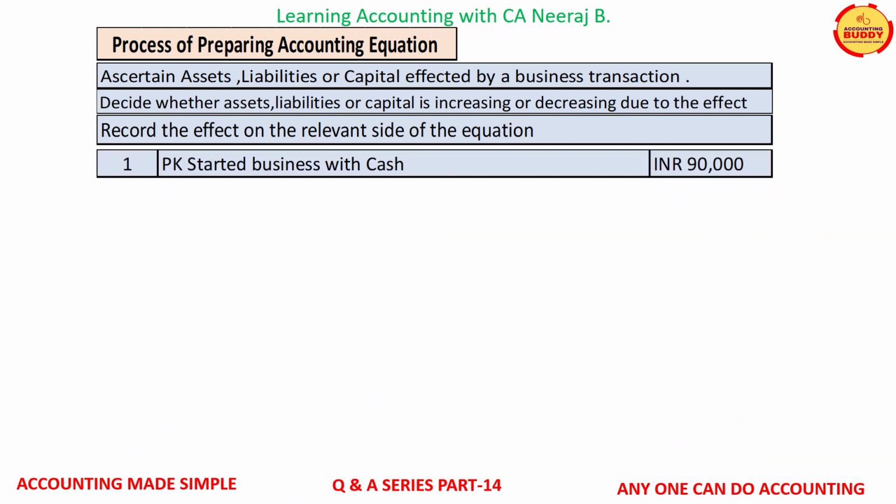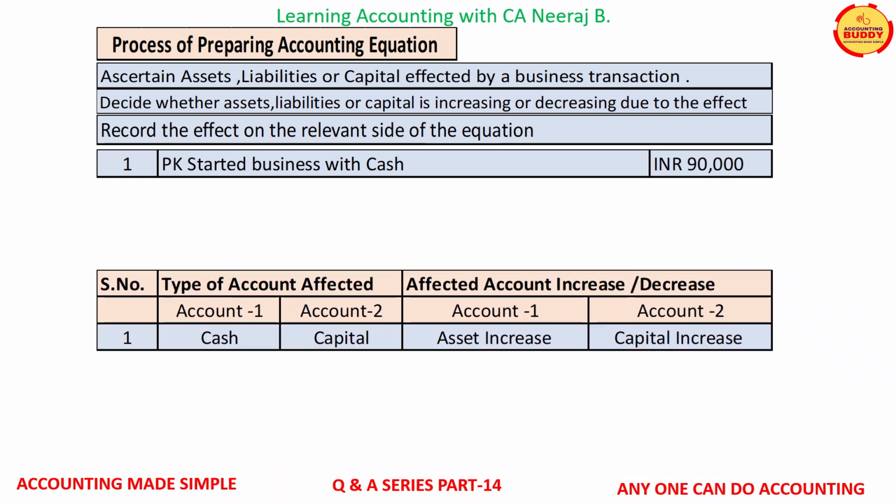PK started his business with cash amounting to INR 90,000. Now if we analyze this transaction, the two accounts which will be affected are cash and capital. The second step is to figure out whether as a result of this transaction, the value of these accounts will increase or decrease. In our example, as a result of this transaction, cash, which is a current asset, will increase, and second, the capital will also increase. I hope you have understood this two-step approach.